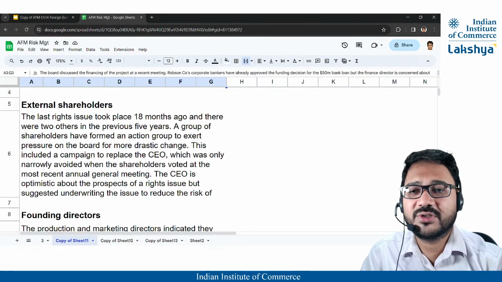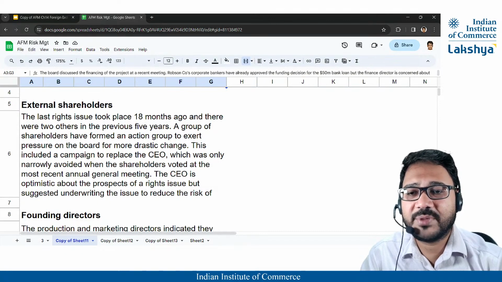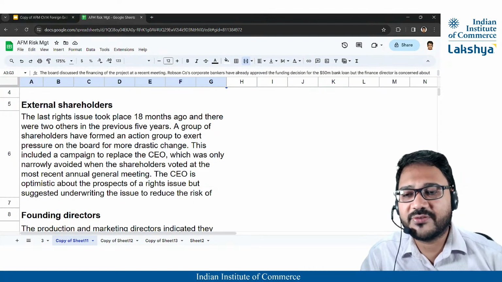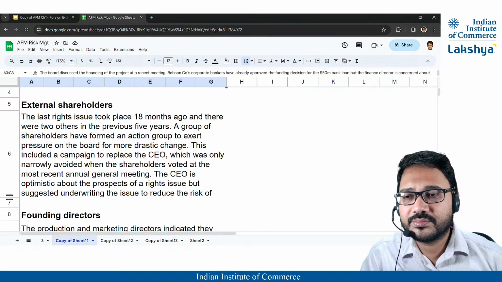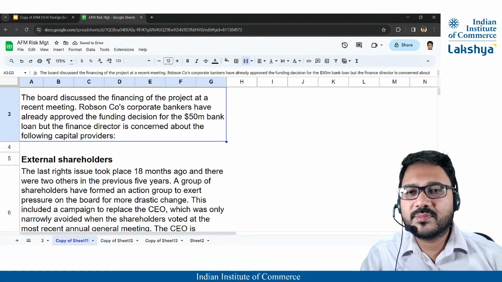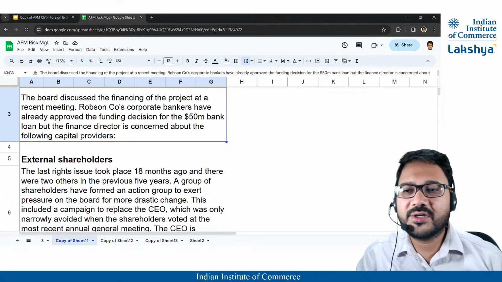A group of shareholders have formed an action group to exert pressure on the board for more drastic change. This includes a campaign to replace the CEO, which was only narrowly avoided when the shareholders voted at the most recent annual general meeting. The CEO is optimistic about the prospects of a rights issue, but suggests underwriting the issue to reduce the risk of failure.